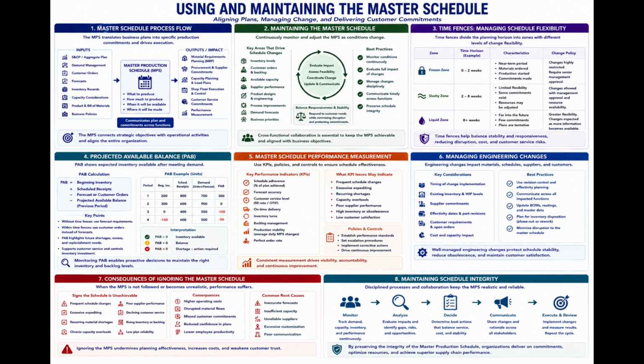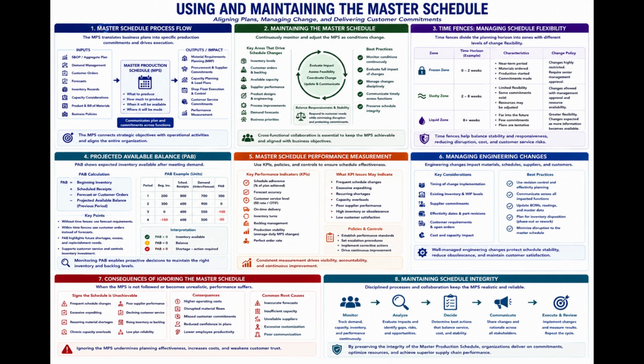The frozen zone represents the near-term period where changes are highly restricted because materials have been ordered, production activities have begun, and commitments have been made. The slushy zone permits limited adjustments, subject to management approval and resource availability. The liquid zone, located furthest into the future, allows greater flexibility because fewer commitments exist. Time fences help balance schedule stability and responsiveness by preventing excessive changes that can disrupt operations, increase costs, create material shortages, and negatively affect customer service performance.